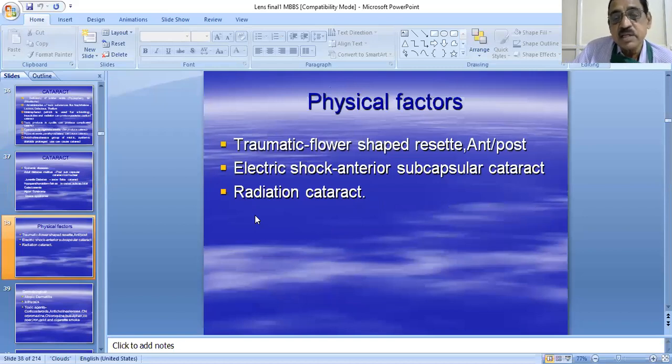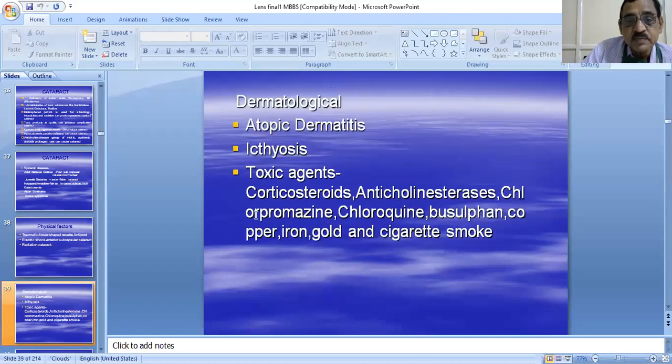Traumatic cataracts actually cause flower-shaped cataract. It can be an anterior cataract or a posterior cataract, anterior to the nucleus and posterior to the nucleus. Radiation cataract: people who are receiving radiation in the vicinity of the ocular structures can become cataractous as time goes on. And dermatological cataracts: atopic dermatitis, ichthyosis, these are the dermatological conditions which are associated with cataract formation.